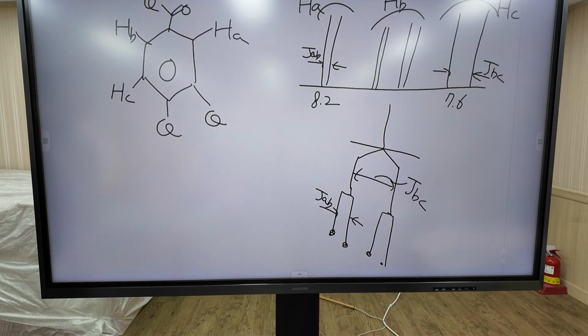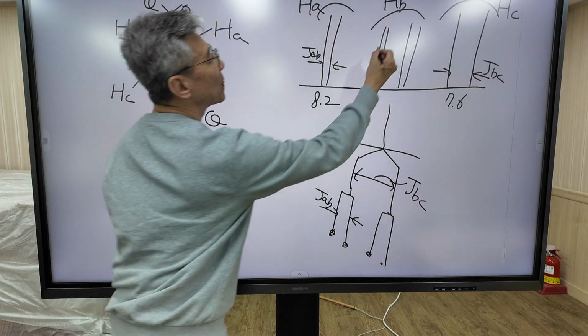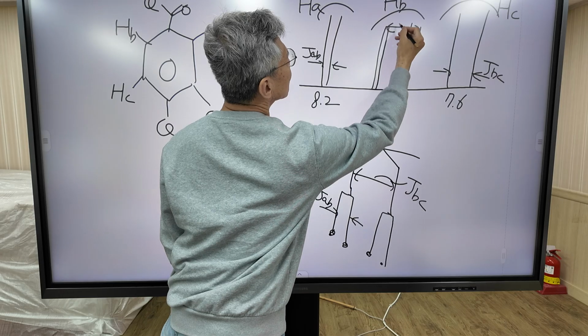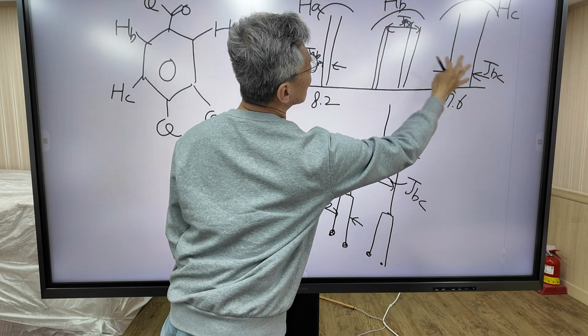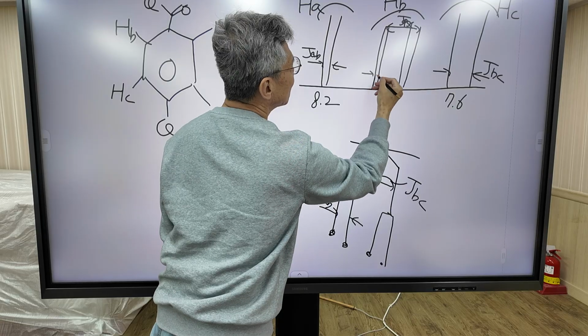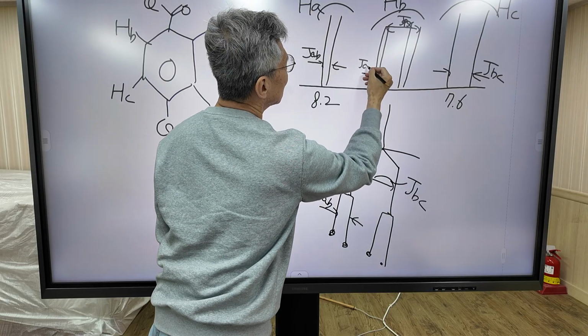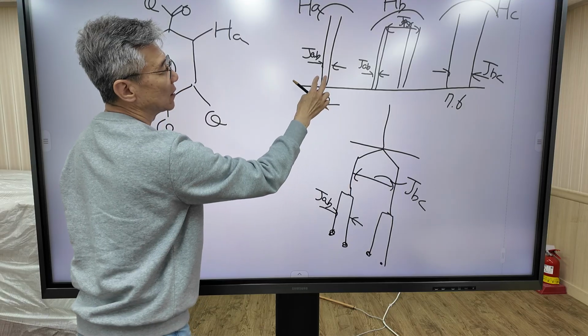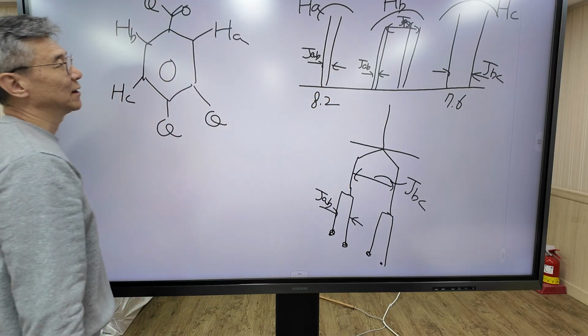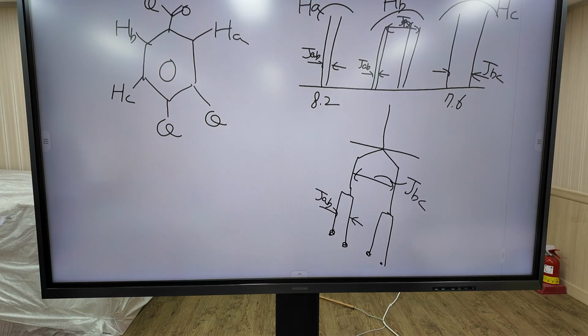A doublet of doublets. In principle, this line spacing must be JBC, which is equal to this one, and this line spacing must be JAB, equal to this line spacing. Okay? This is the NMR spectrum of this molecule.